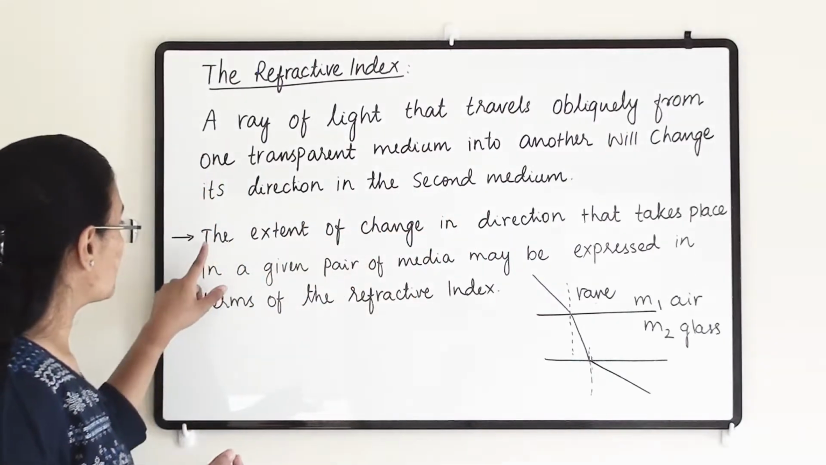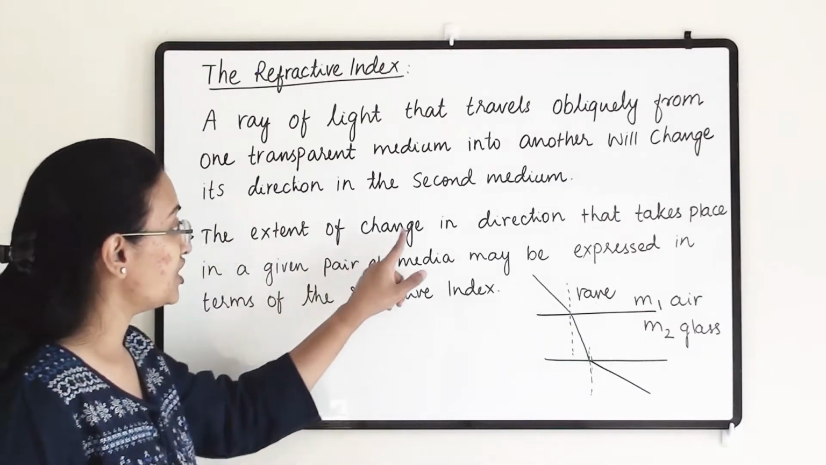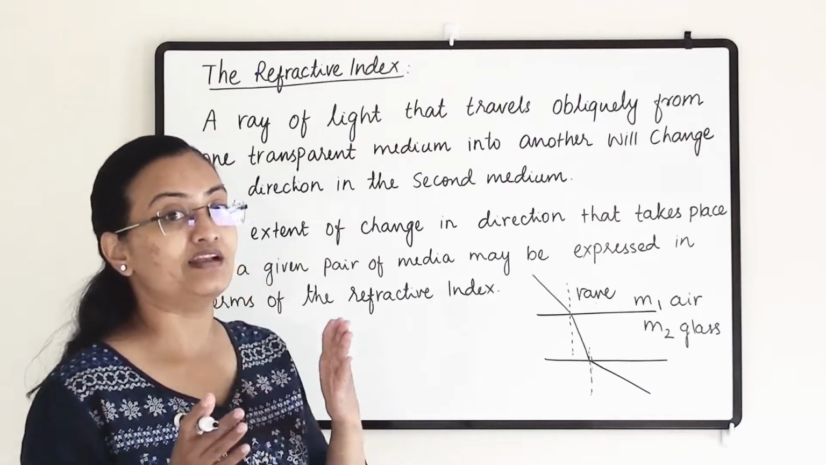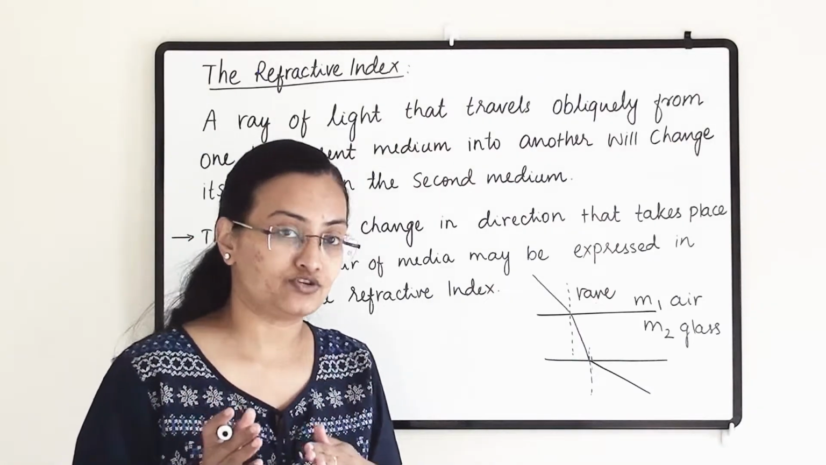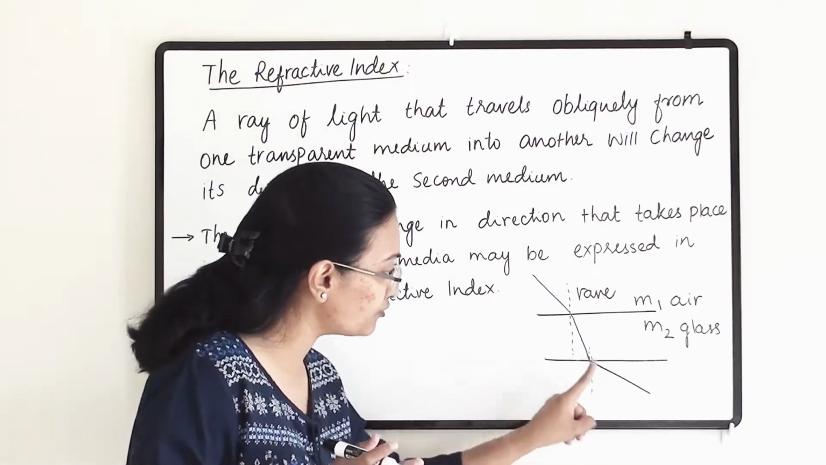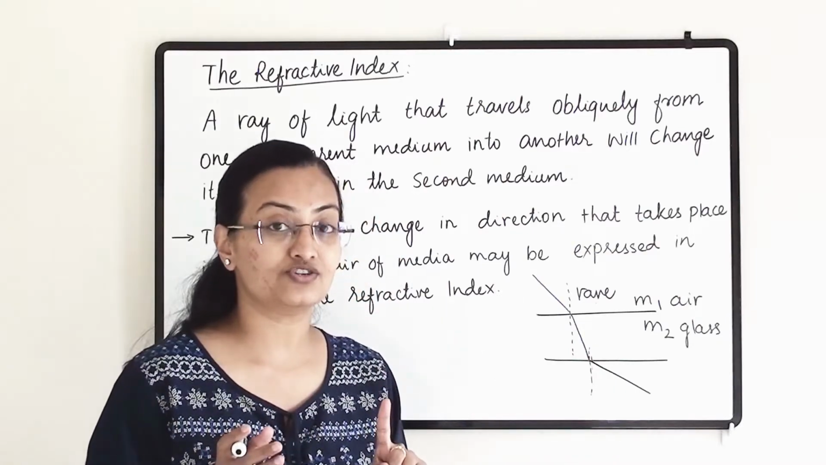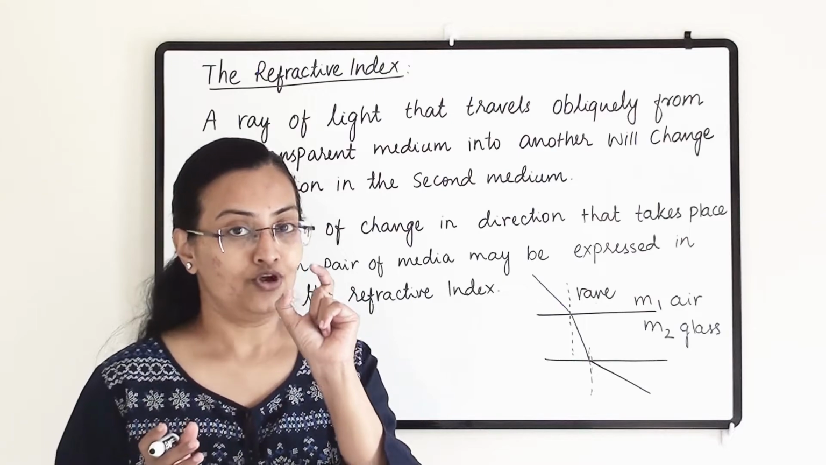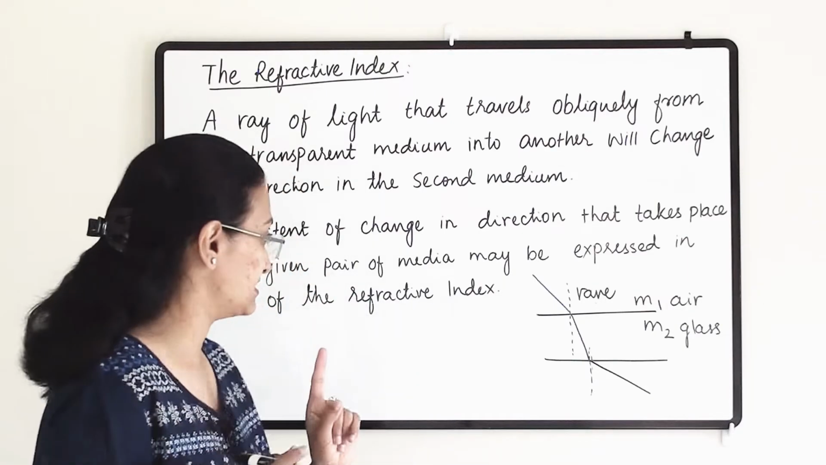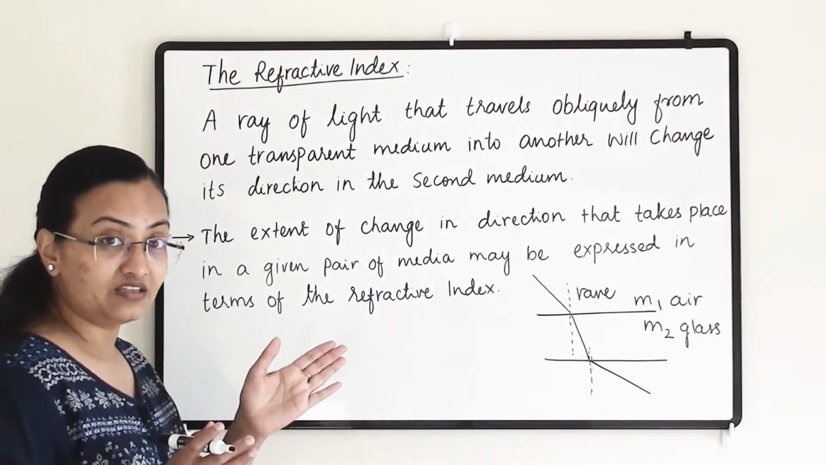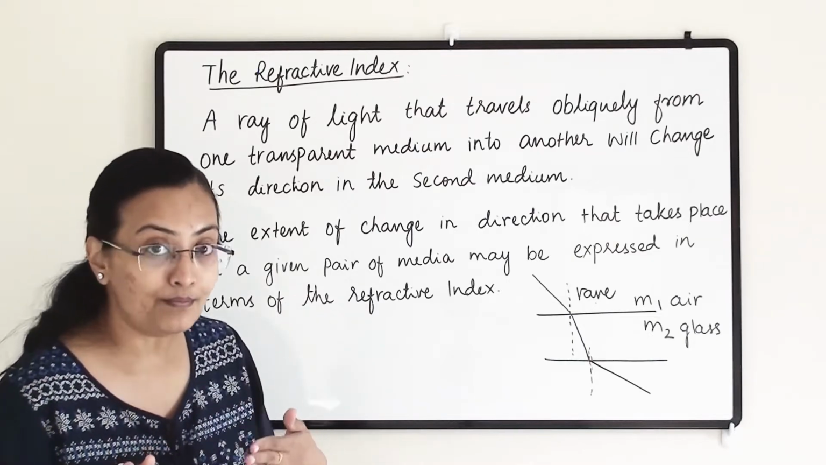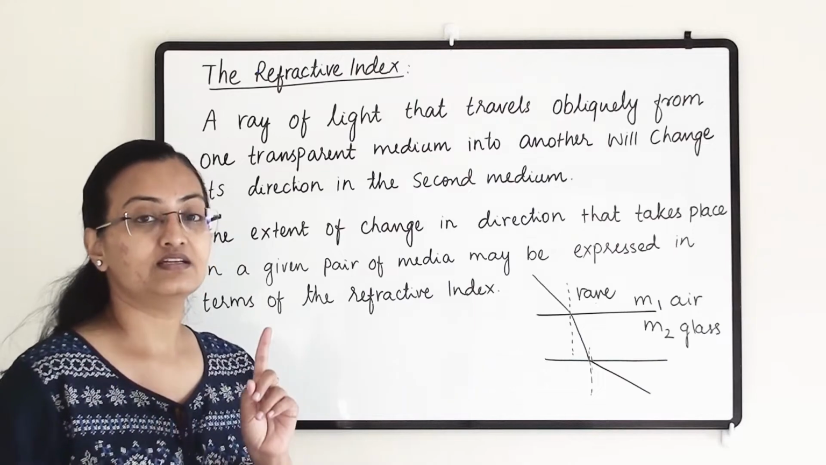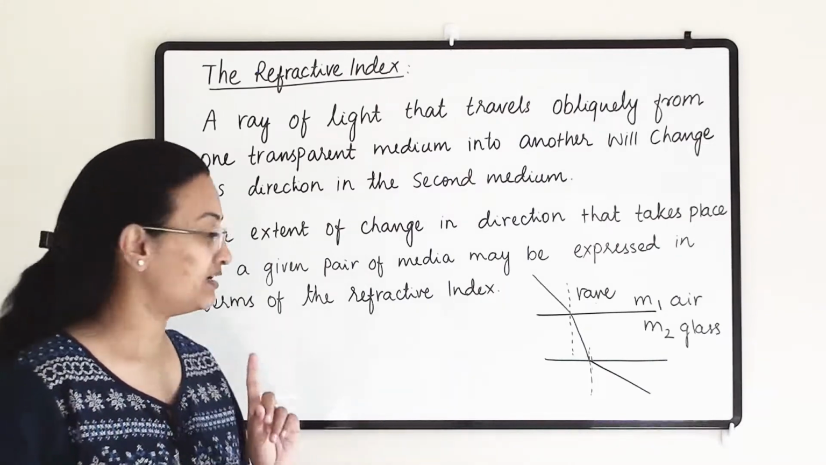So that is refraction, and then the extent of change in direction that takes place. Now we know that it will get refracted and change its direction, from here to here or from here to here. But how much it is changing direction, that measure will give us the refractive index. So whenever we are checking how much it has bent or how much it is going to bend, we can measure it through the refractive index.